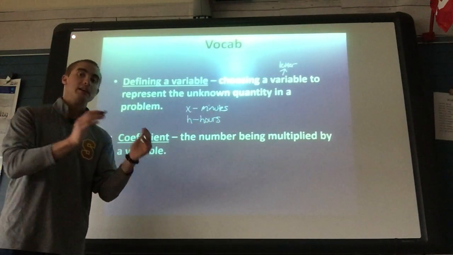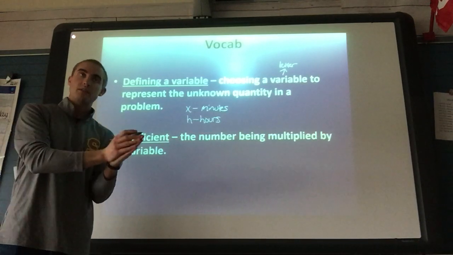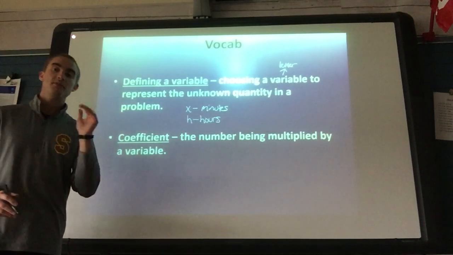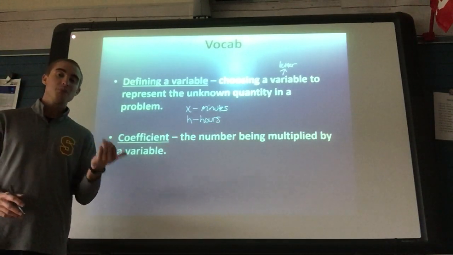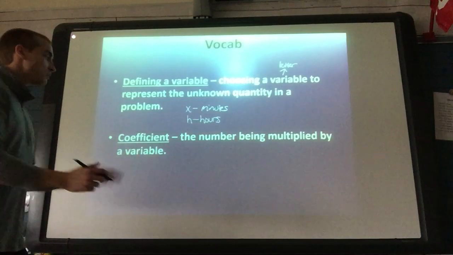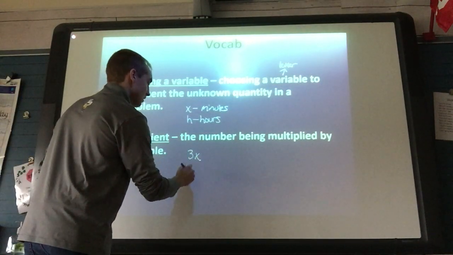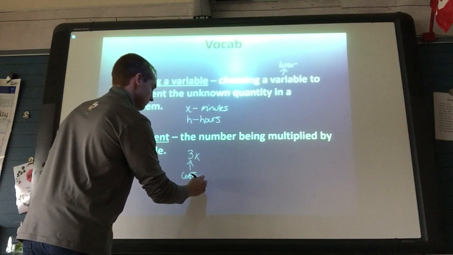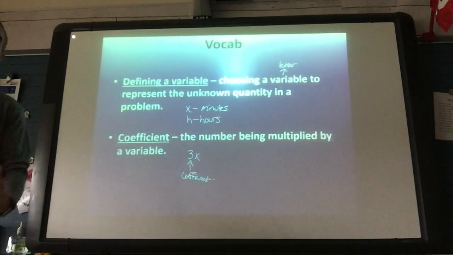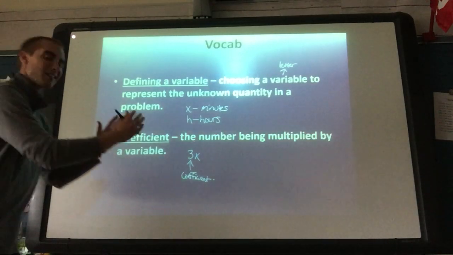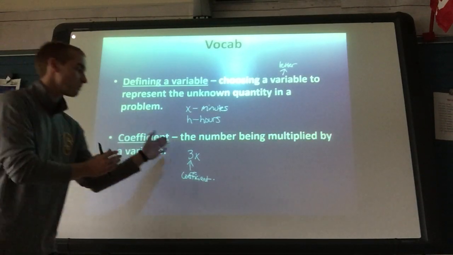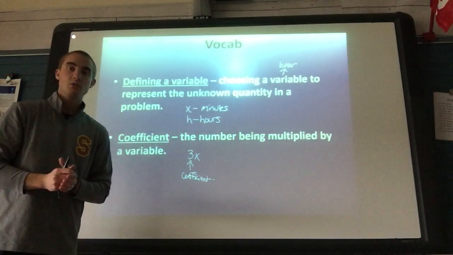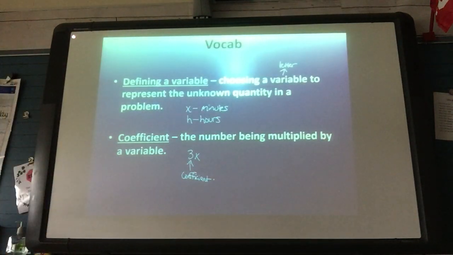So that is what defining a variable looks like. We're actually going to have to write that down and say this is the letter we're using, this is what it represents. And then coefficient. Coefficient is the number in front of a variable, or the number that's being multiplied by that variable. And so if we had something like 3x, 3 is the coefficient. So you're going to see things about coefficients. That is the number that is stuck together with the variable. It is the number that you're multiplying by the variable. Whatever variable it is, the number in front of it, that's the coefficient. Okay, so those are our vocab words.